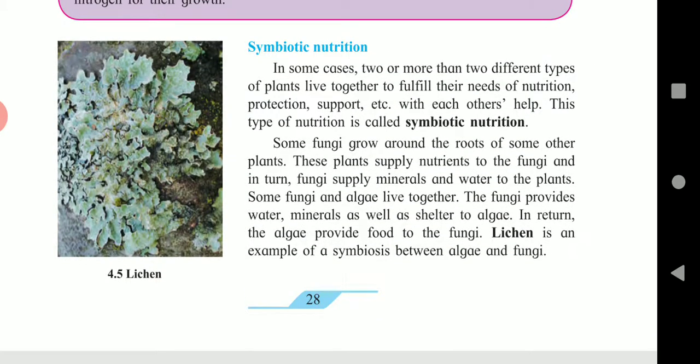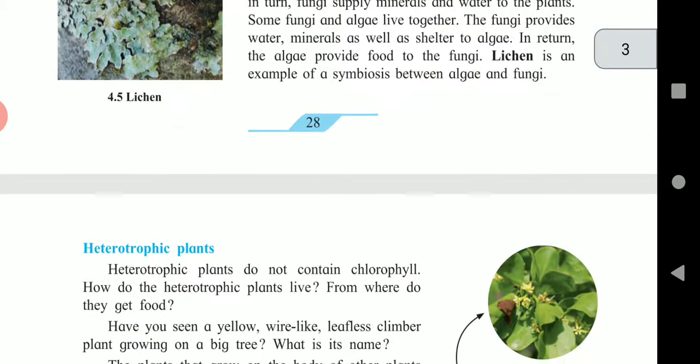For example, lichen is a symbiosis between algae and fungi. The fungi provide water and minerals as well as shelter to the algae. In return, the algae provide food to the fungi. Now let us see about heterotrophic plants.